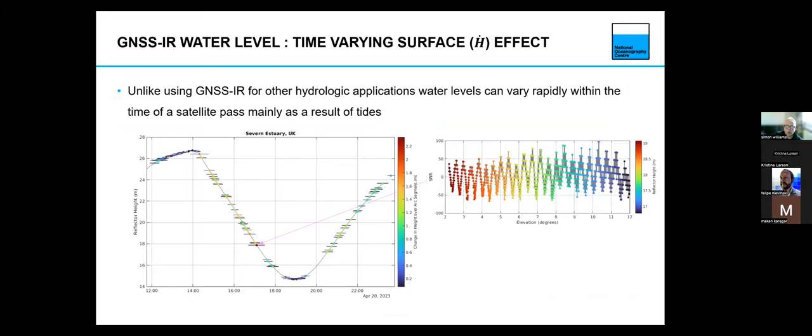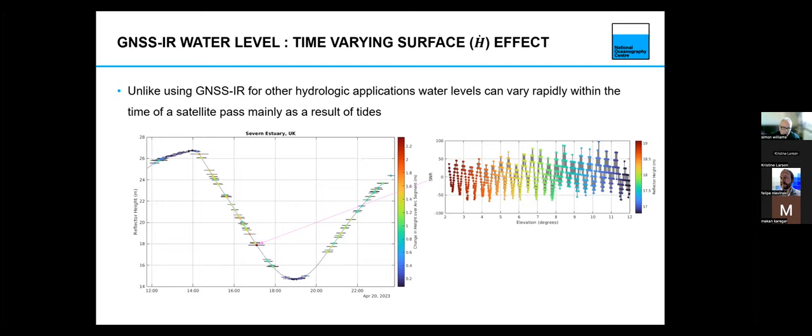So as mentioned yesterday, one of the problems we have with water level measurements, especially ones where we have tidal measurements, is the time varying surface effect, the H dot effect. So water levels can vary rapidly within the time of a satellite pass, mainly as tides. So here's an example from Severn Estuary. This is one of the biggest tidal ranges in the world, so this is an extreme example.